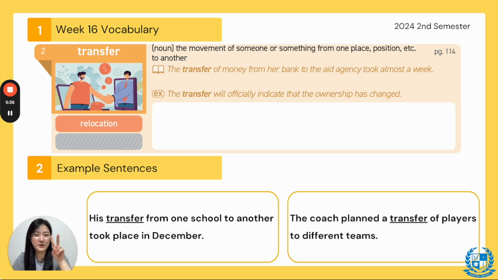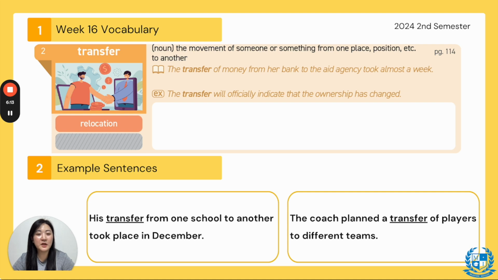1, 2, 3. The transfer will officially indicate that the ownership has changed. So maybe I transferred my phone company name from my name to my mom's name. So then now I transferred it all over to her. Over here, it says his transfer from one school to another took place in December. So maybe he moved from one elementary school to one in Seoul because they had to move.